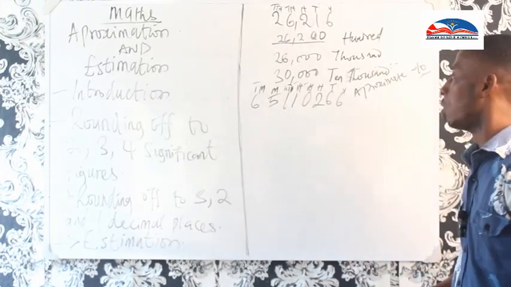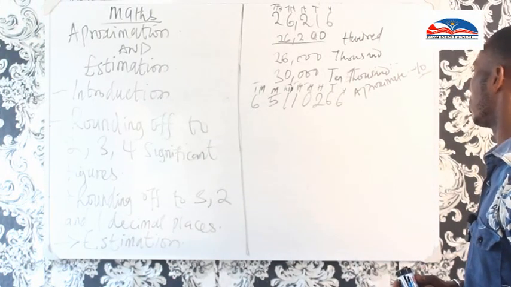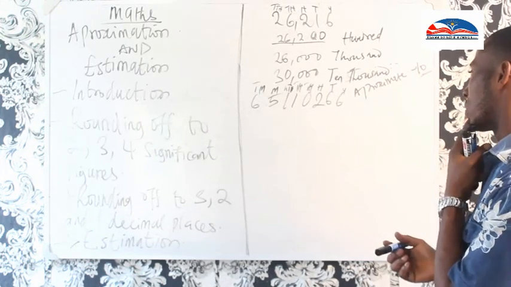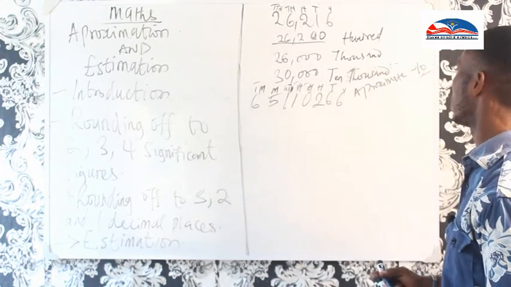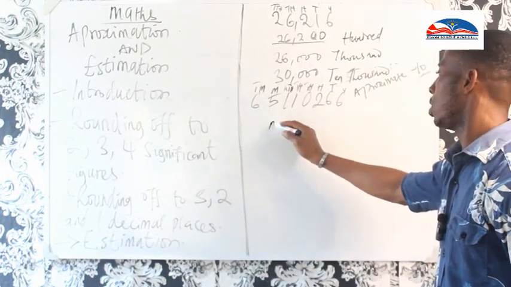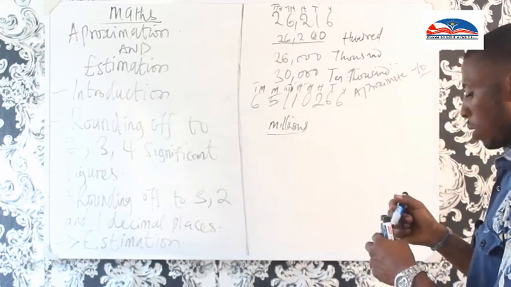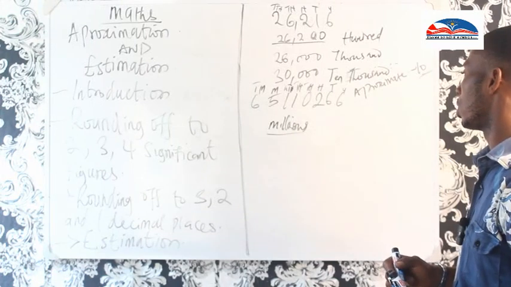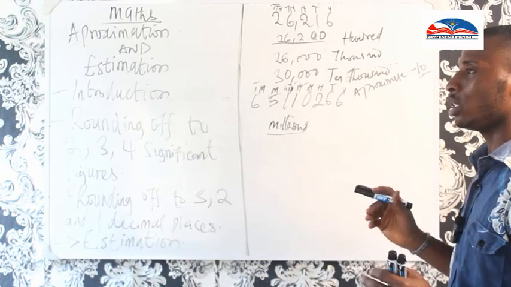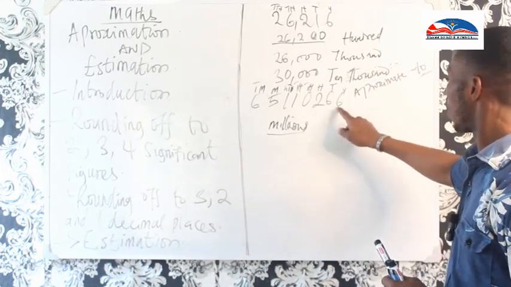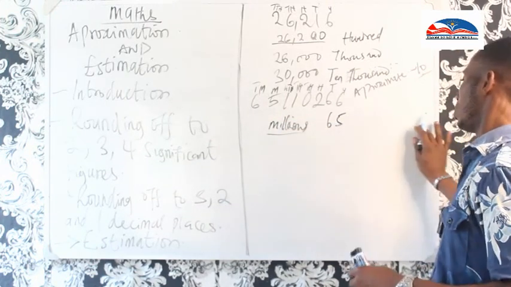All right. So without wasting much of our time, let's just focus on what we have here and push down to approximation. Now we want to approximate this number, and we want to get it in millions. We want to approximate this number to million. So we count the number of numbers that are there. Million is known to have 6 numbers. So we have 1, 2, 3, 4, 5, 6. So we are expected to have 65 million.